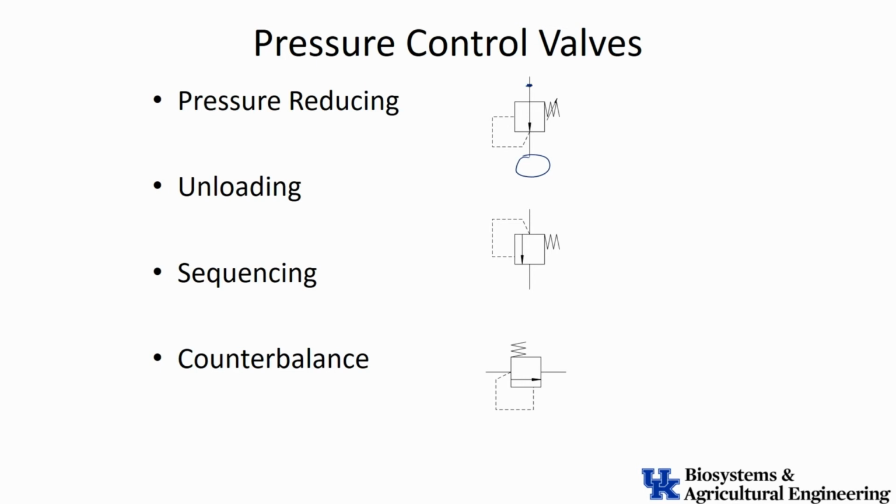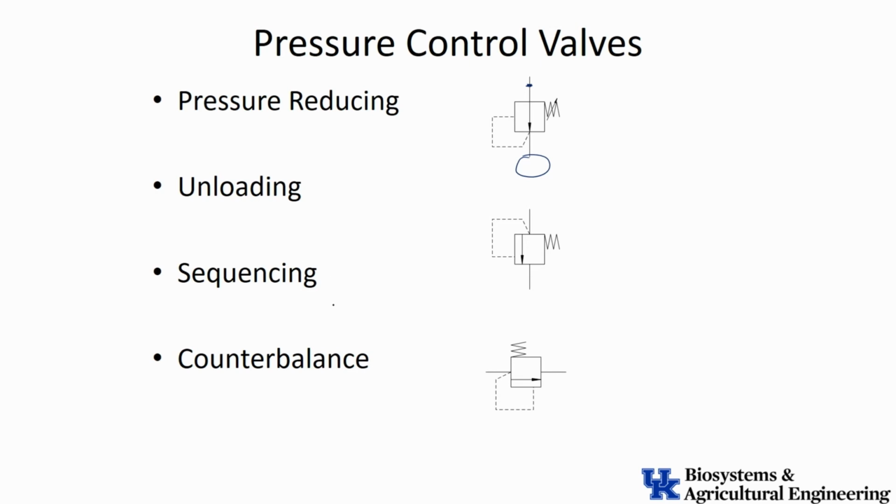There are unloading valves, which are kind of similar to a relief valve. Again, this is the symbol of a relief valve there. But an unloading valve will basically dump the flow off of a pump in a different way. So it opens up and then allows the pump to not have to push against the high pressure all the time. So it's a little different kind of valve.